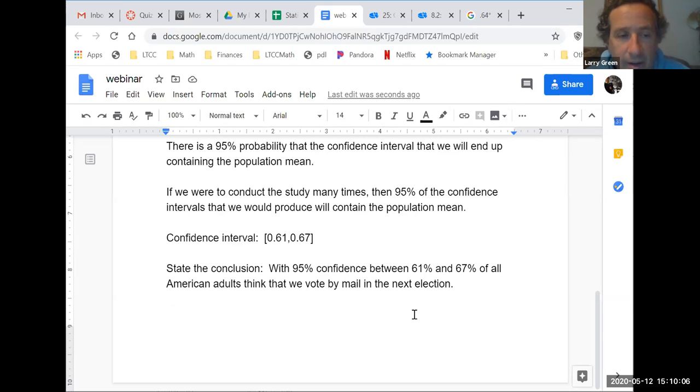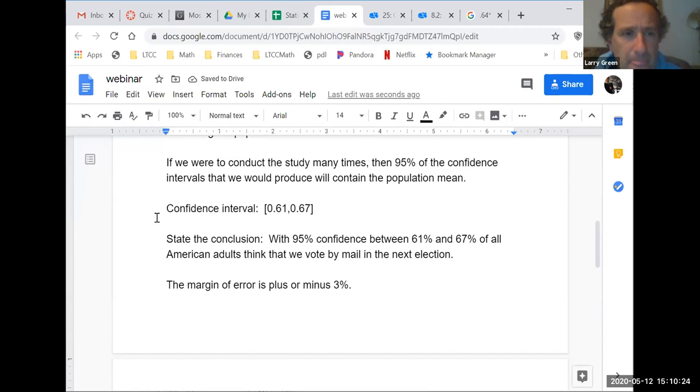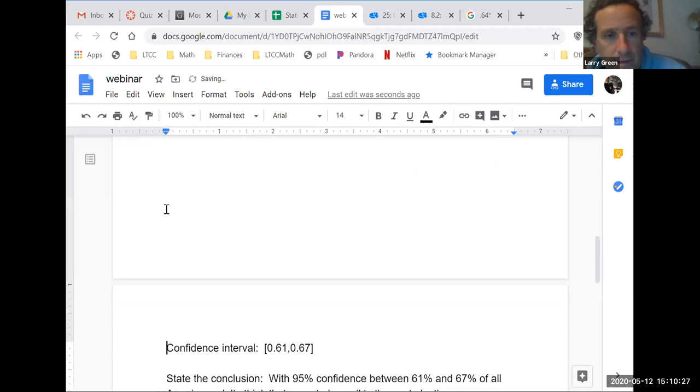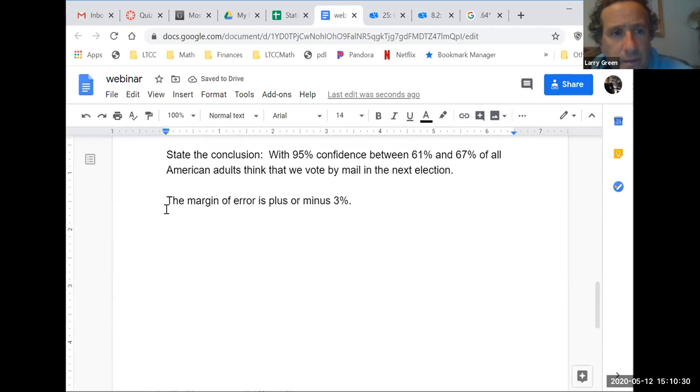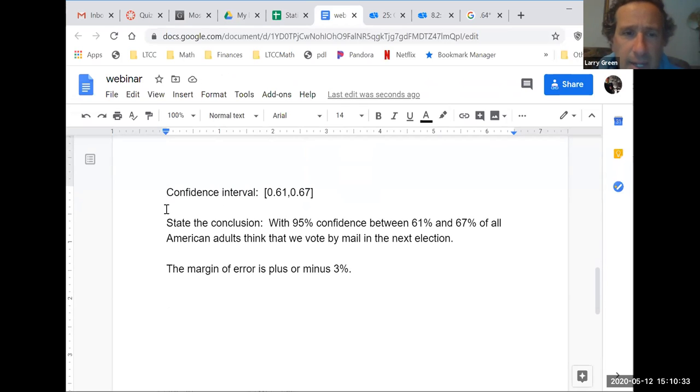Okay, the margin of error is plus or minus 3%. How did I come up with that? How did I come up with that plus or minus 3%? Yeah, what I did is I said, well, 61 to 67 has a spread of 6%, right? 7 minus 1 is 6. And half of that is the margin of error.